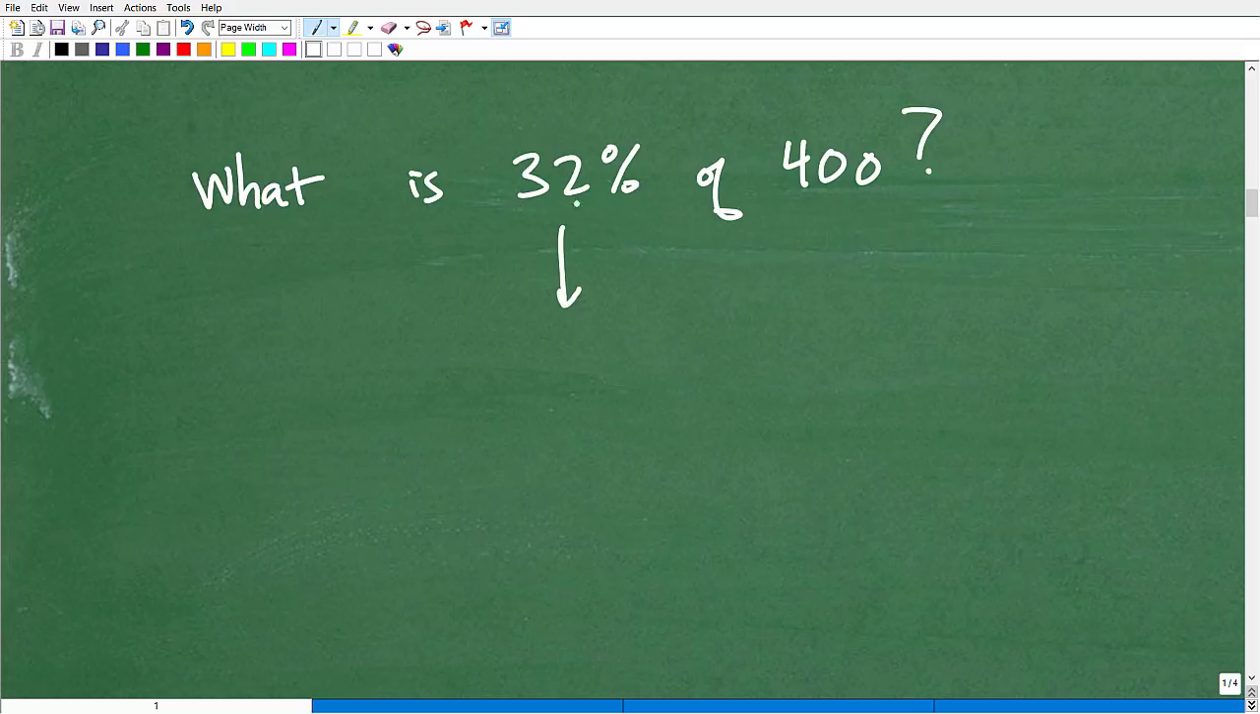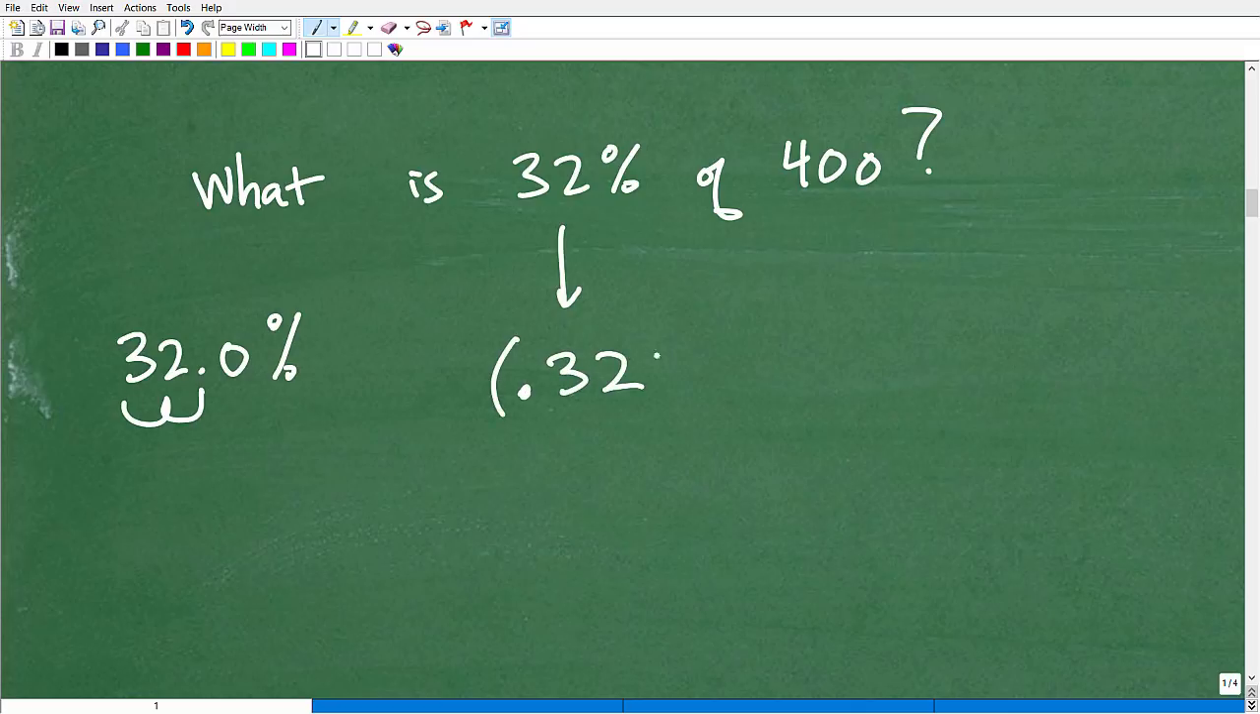Okay, so we're going to go from percent to decimal. And remember, that's 32.0%. So when I go 2 places to the left, that's 0.32. Okay, and then my percent, I change it to a decimal, and I'm going to multiply by this value.